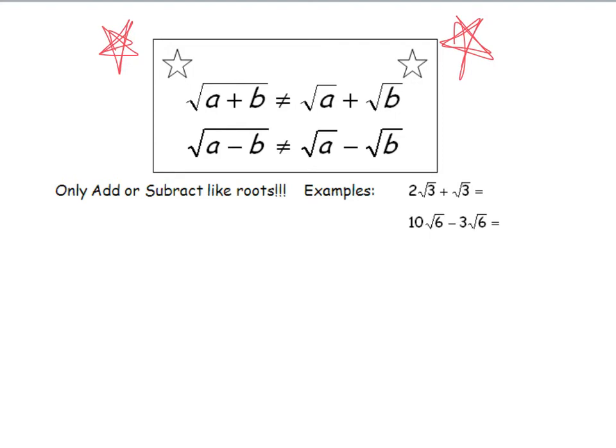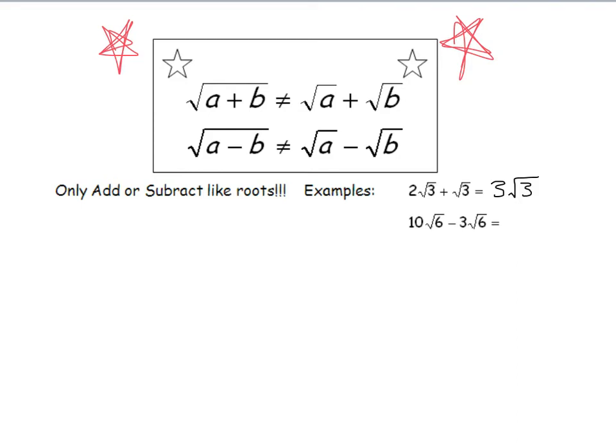In the first example, I've got 2 square roots of 3 plus the square root of 3. Since these two quantities have the same type of square root, you are allowed to add them. It's almost like saying, I've got 2 of this plus 1 of this, so I should have a total of 3 of those. Kind of like 2x plus x. You get 3x. Same thing happens here. 2 square roots of 3 plus the square root of 3 gives me 3 square roots of 3.